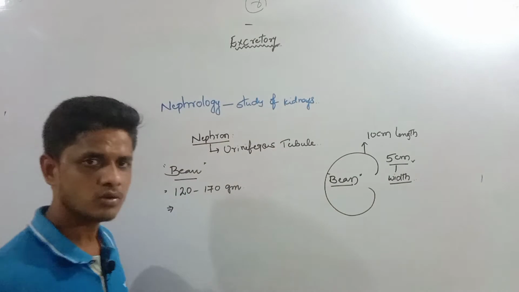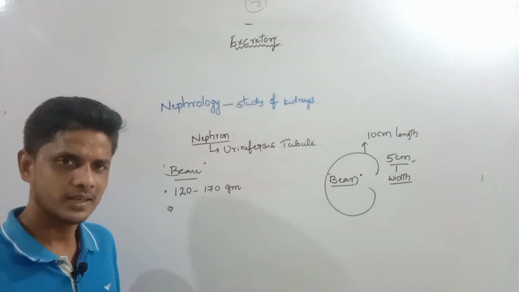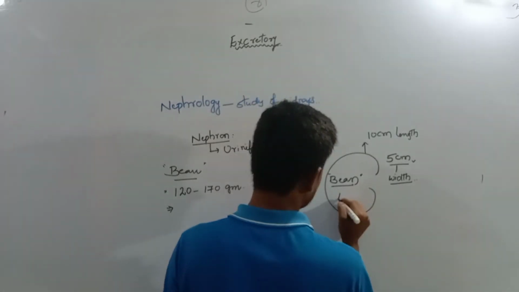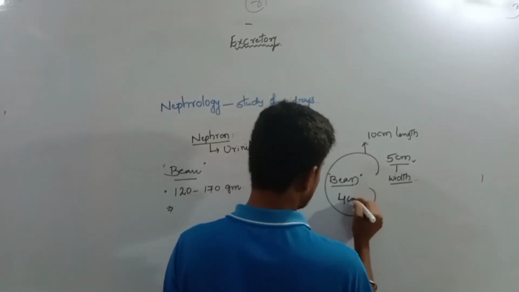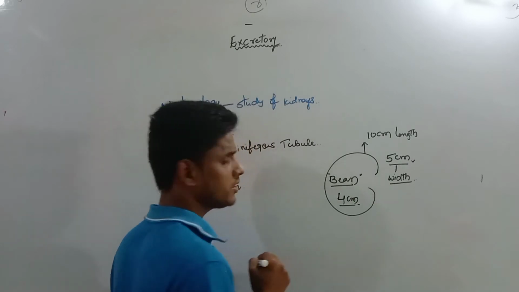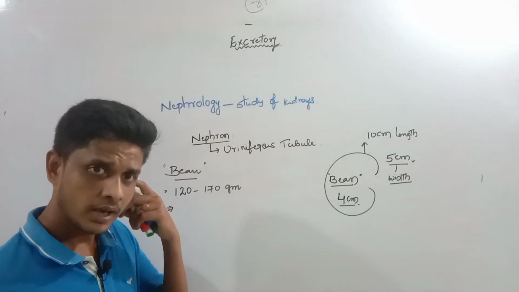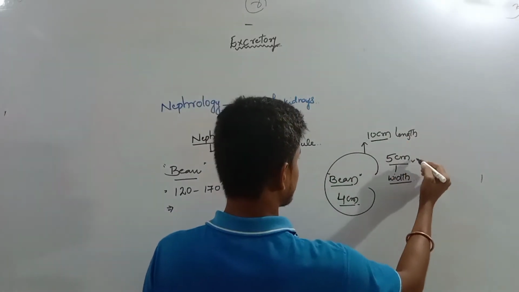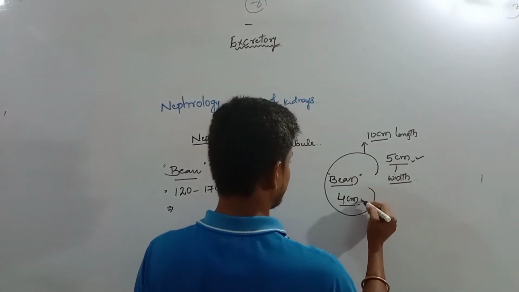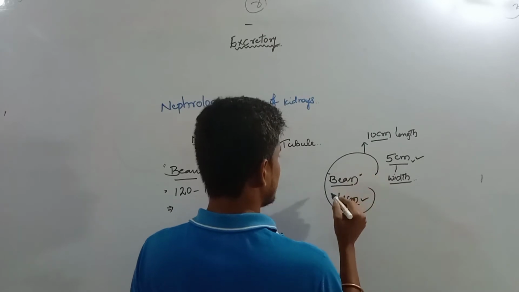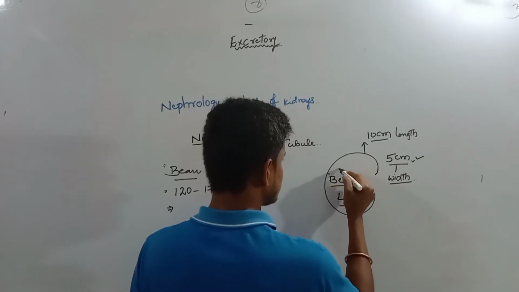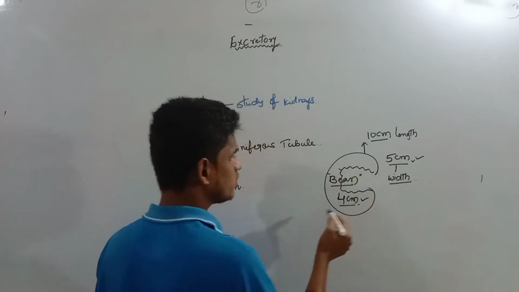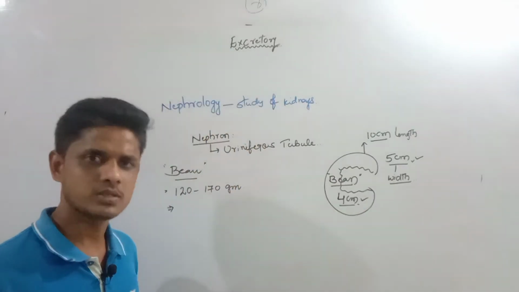So let me ask you one question. What is the thickness of the kidney? Yes, the thickness of the kidney is about just 4 centimeters. So can I repeat this? The length of the kidney is 10 centimeters, the width of the kidney is 5 centimeters, and the thickness of the kidney is 4 centimeters. Let's observe this. This is the thickness of the kidney. So the thickness of the kidney is about 4 centimeters.